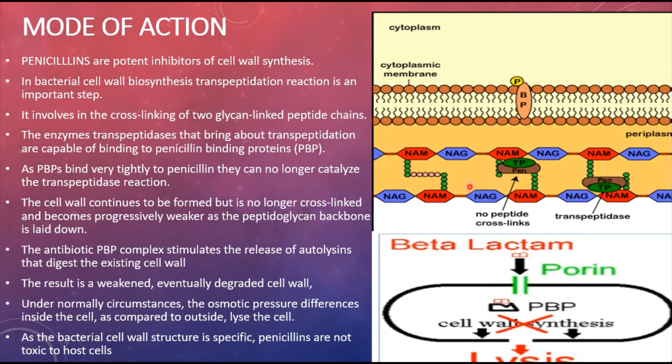So that's what happens. The wall is going to be weak. When you just put a throw, the whole wall will collapse. In the same manner, here the peptidoglycan layers are not going to have the cementing bond, that is the transpeptidation bond, because of the binding of penicillin. The antibiotic penicillin binding protein complex also stimulates the release of autolysins that digest the existing cell wall, and that eventually degrades the cell wall. So obviously it will degrade the whole cell wall.